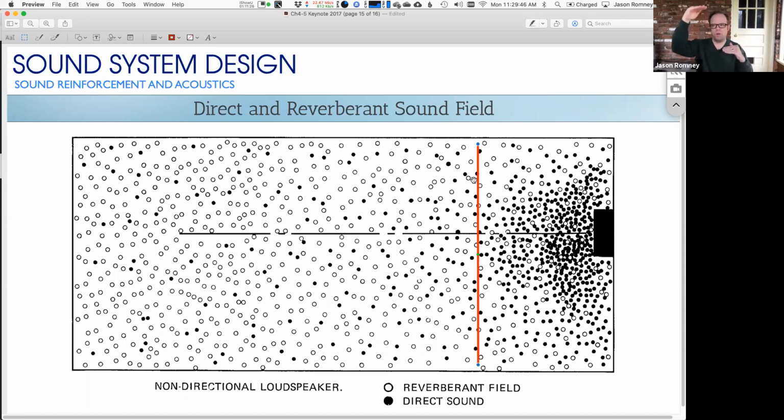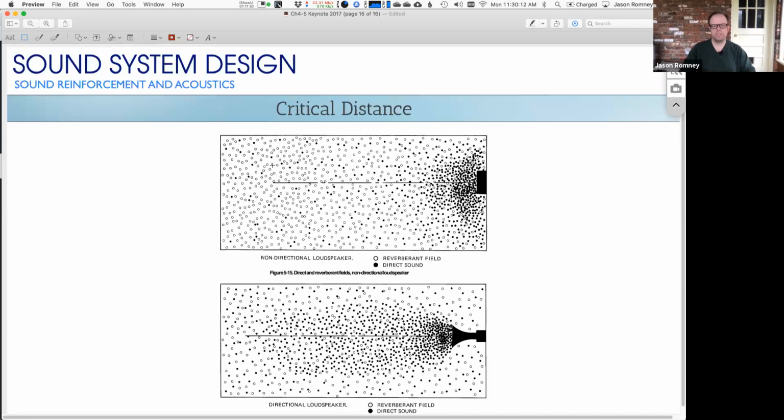So once you get to that point where they are the same level, after that, these people that are behind that red line, they're not going to understand anything. It's just going to sound like a big, echoey, reverberant mess. So if you still have audience standing and sitting out here, they're not going to have a very good time at this show. Okay? So let's talk about some ways we can improve that critical distance.